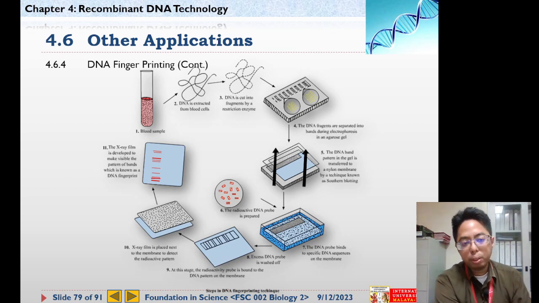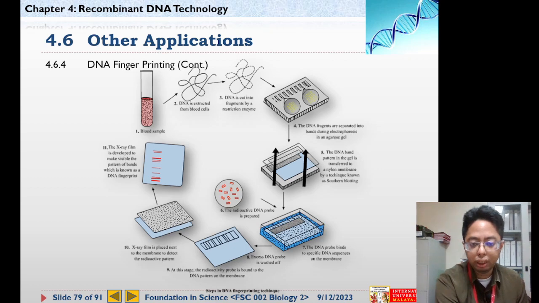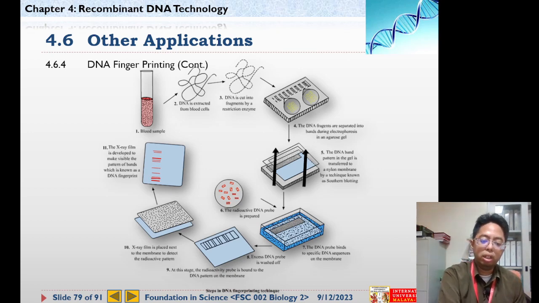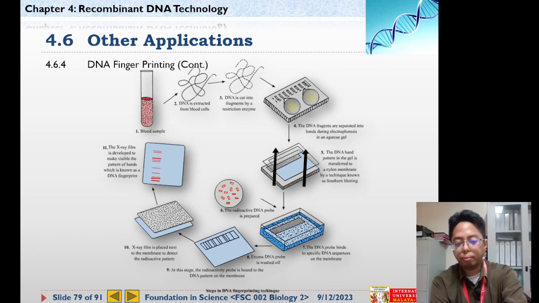So you collect the blood sample, get the DNA, and separate the fragments through electrophoresis, forming a band pattern on the gel. Transfer it onto a nylon membrane, and then the DNA probe will bind to specific DNA sequences on the membrane. As the excess probe is washed off, you have the radioactive probe bound to the DNA pattern, and you expose it to X-ray film. Then the film is developed. What you can see are thick and thin bands. These are the DNA fingerprints.